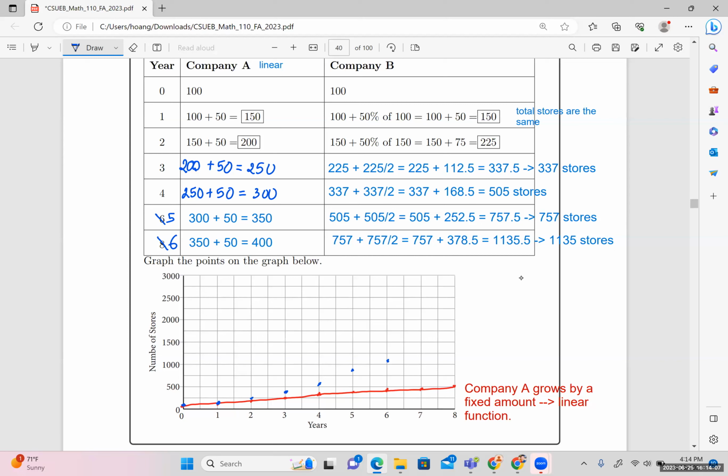And you can try with 8 to get 2053, up here. Yeah. Okay, so we draw the curve. All right. And we call this company B.